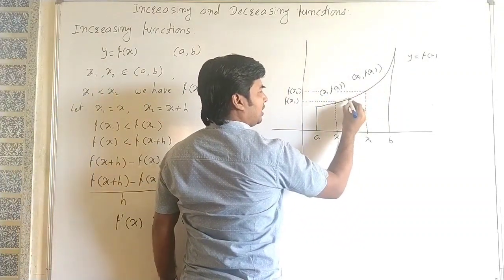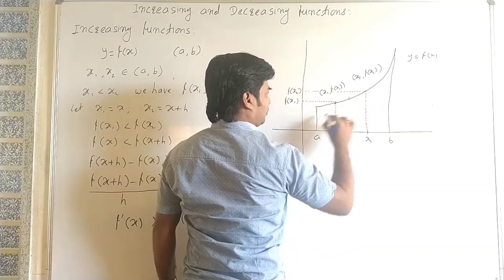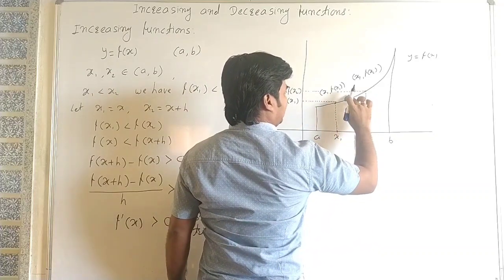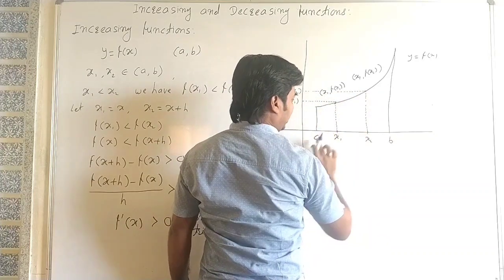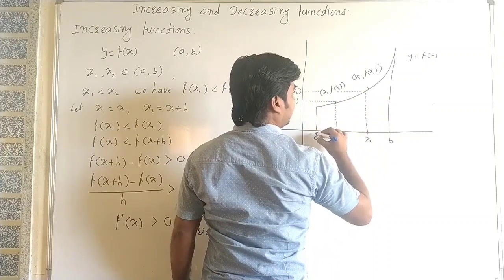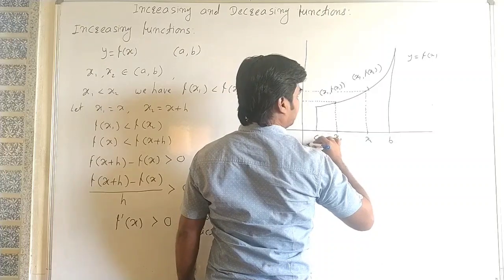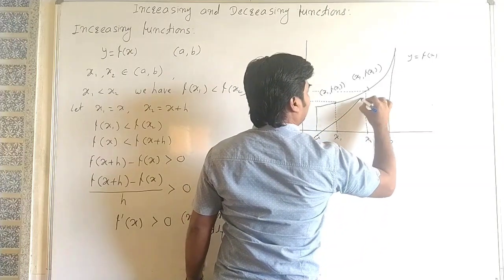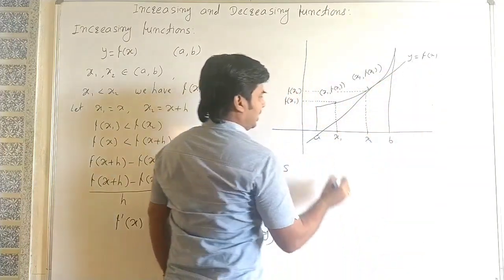Take any point on this, here another point it is. Then we can draw a tangent at a point. Okay, any point in the interval a comma b. Here take any point, and on this point we draw a tangent. Then it is a tangent. Okay, here it is a tangent.